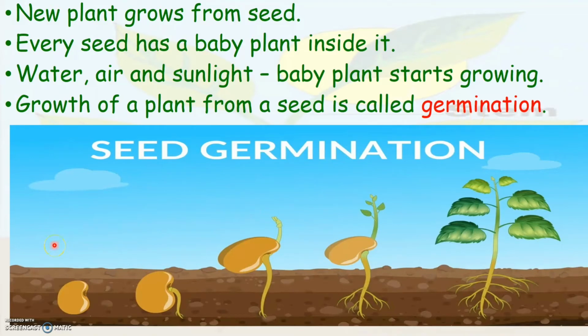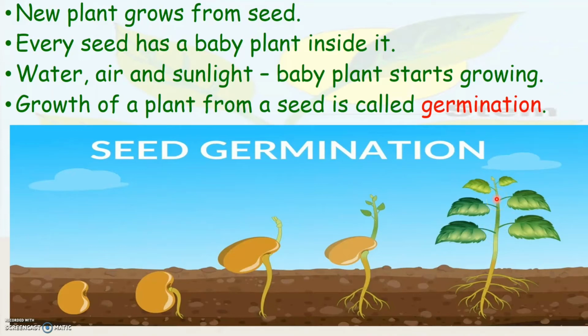Now look into this picture here. As you see here, there is a seed. Once the seed is exposed to proper amount of water, air and sunlight, the baby plant inside the seed starts growing. Now as the baby plant grows, the first thing that comes out is the root. Now as this root grows, it takes hold of the soil and then slowly the rest of the parts of the plant are formed. And then this young plant grows and gets converted into a matured plant.